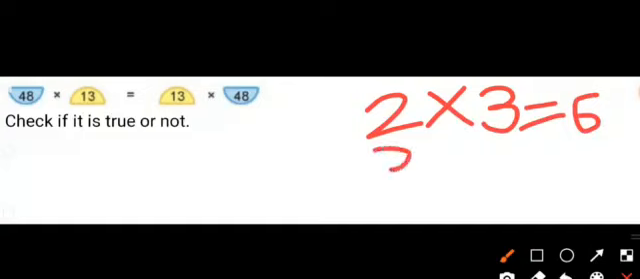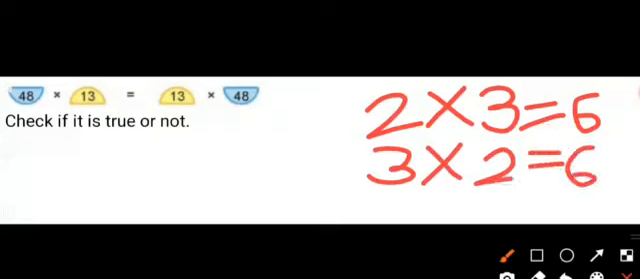In multiplication, if we multiply 2 by 3, we will get answer 6. Okay, now here I am changing the order. Means first I am writing 3, then 2. So 3 twos are 6. Means we will get the same answer. It means in multiplication also order doesn't matter.